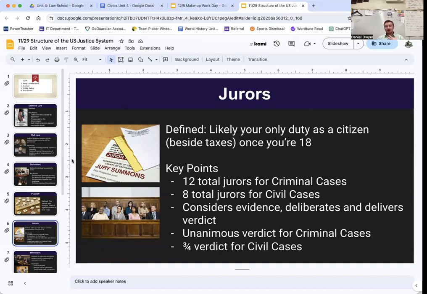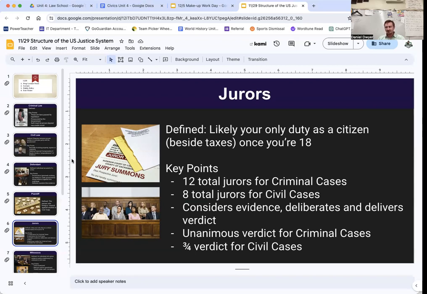Key points: in criminal cases, there are 12 jurors, but then there's also two alternates who have to be there and hear all the things in case something happens to one of the jurors. So you could potentially sit on a case and hear all the arguments, and then you don't even get a vote on it. In civil cases, it is 8 jurors.